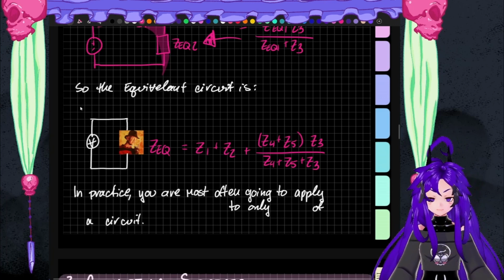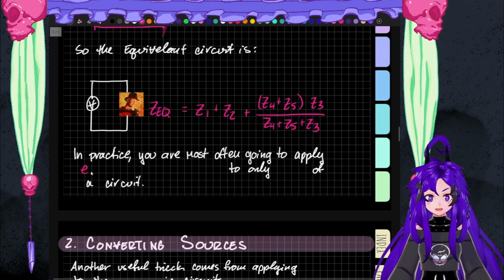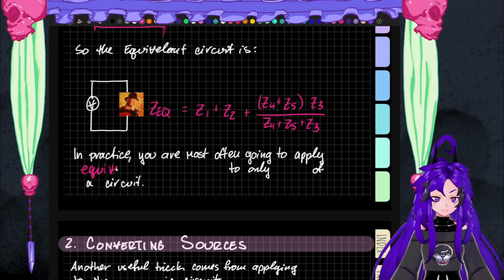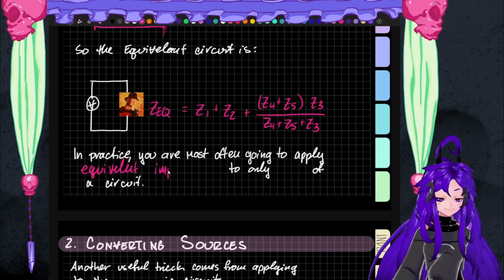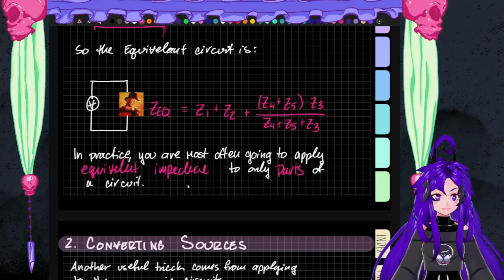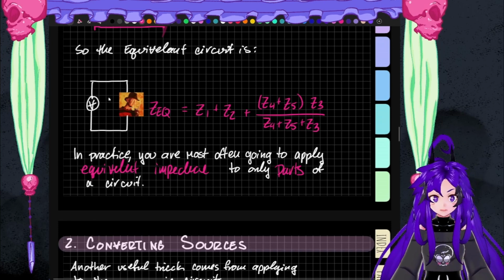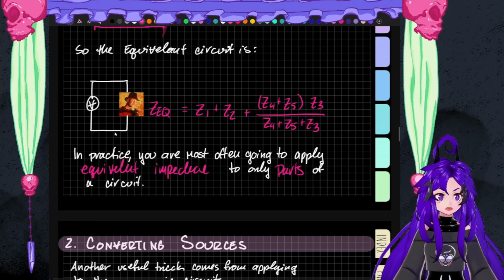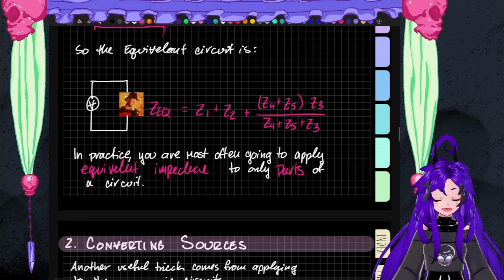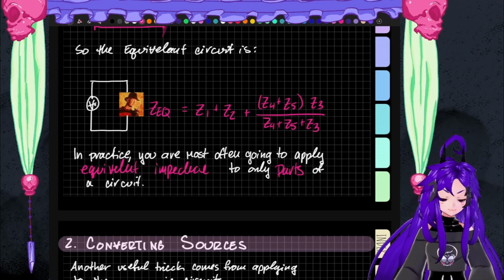So, anyway, in practice, most often, you are going to apply equivalent impedance to only parts of a circuit, right? It's not usually practical or necessary to get the whole circuit down to one element and one source, okay? It also changes some things.